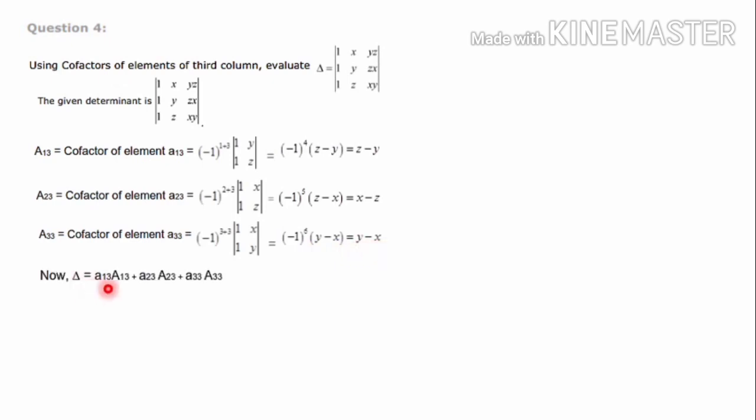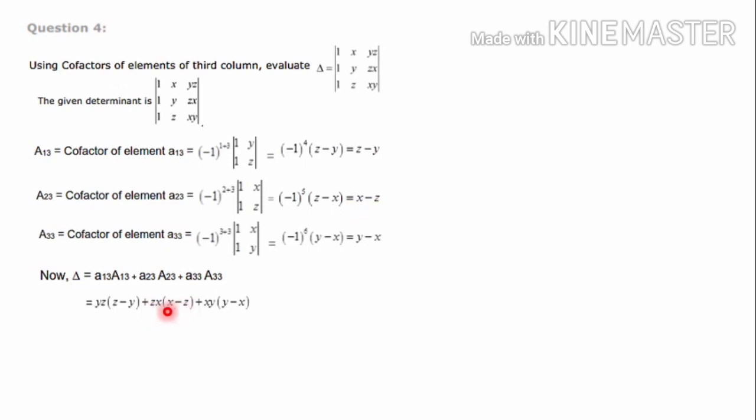Next, delta is equal to a13 into the cofactor of a13 plus a23 element into cofactor of a23 and a33 element into cofactor of a33. This is the expansion along the third column, that is equal to a13. A13 is here yz, so yz into the cofactor of a13, z minus y, that is written here, plus a23. A23 is zx, this one, zx into the cofactor of a23. Cofactor of a23 is x minus z.